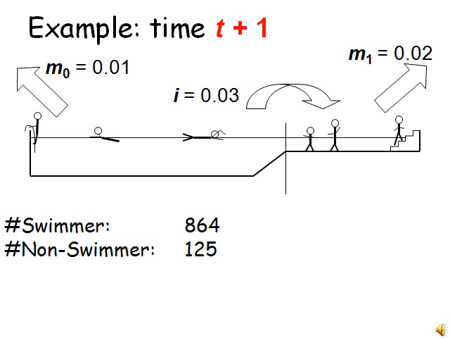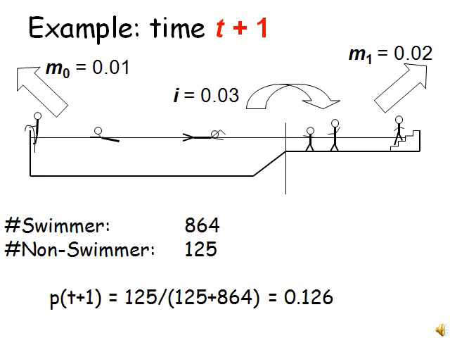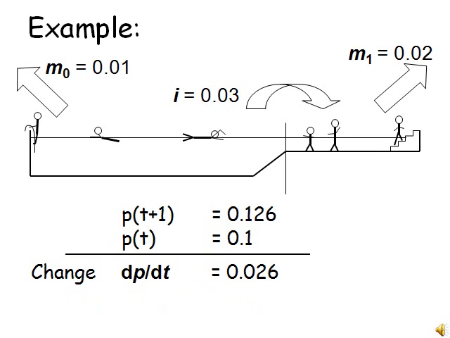Thus, at time t plus 1, we have 864 swimmers and 125 non-swimmers. This implies that the prevalence increases to 12.6%. The change of the prevalence between both points in time is 12.6% minus 10%, which equals 2.6%.